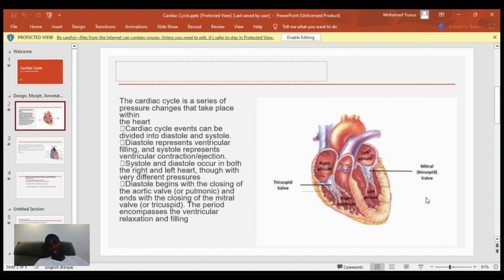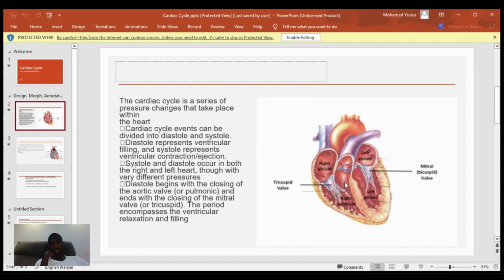We are going to use this heart diagram to help us with the illustration. These are the ventricles, the lower chambers of the heart, and the upper chambers are the atria. So we have the right ventricle and the left ventricle. Ventricular diastole represents ventricular filling. When there's filling of blood in the ventricles, that's what we mean by diastole. And systole represents ventricular contraction.